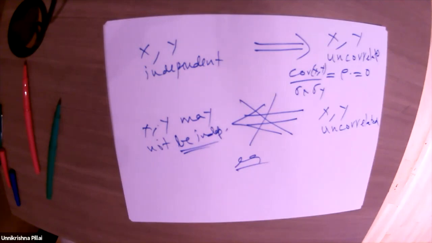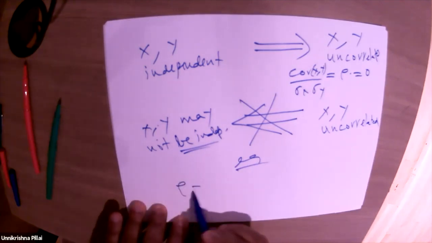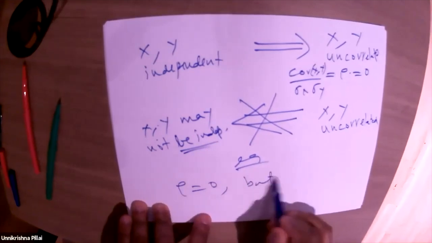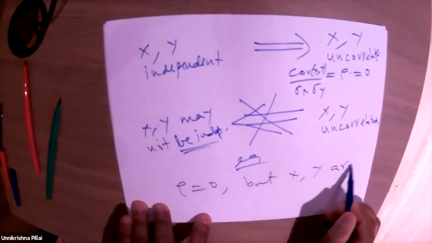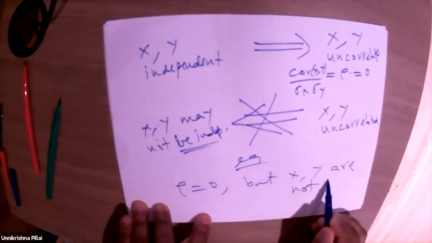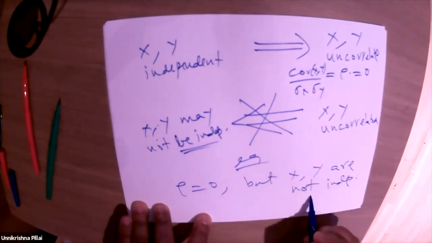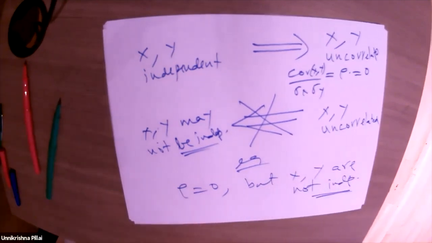So I'm going to construct a case where rho is zero, but X and Y are not independent. That's what I'm going to do, okay? I'm going to construct an example for you. Then looking at my example, see whether each of you can construct a different example.